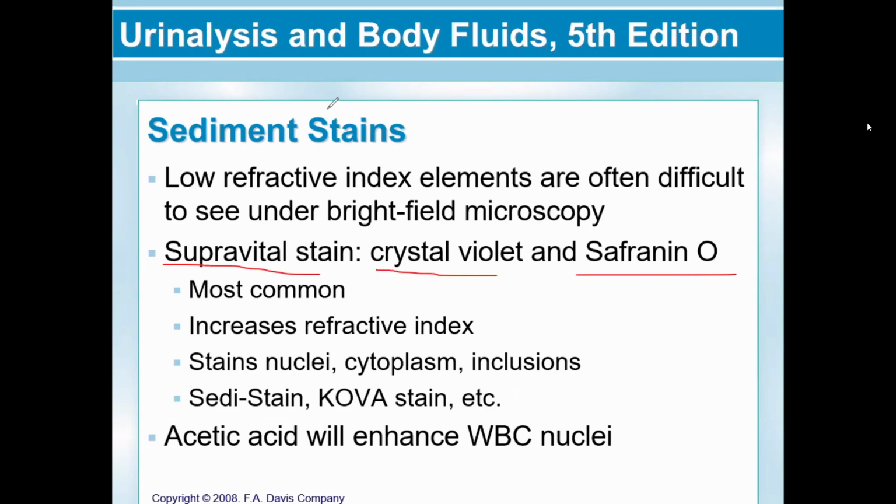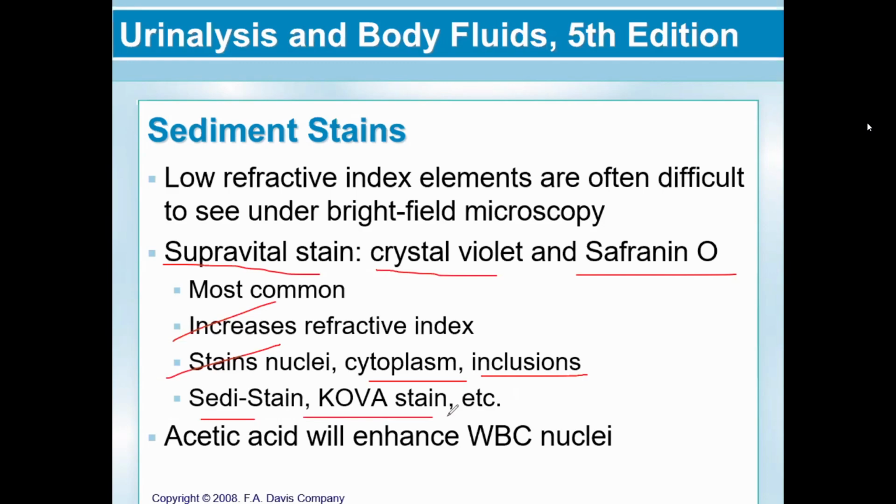My keyboard is broken, guys, its letter L is broken. So it's in your book, your Sternheimer-Malbin stain. So we can use that to stain our urine sediments. What does it do? It increases the refractive index. It stains the nuclei, especially for example your white blood cells. Even the cytoplasm and the inclusions. Other examples of systems that use these supravital stains are your SEDI stain and your COVA stain in the COVA commercial system.